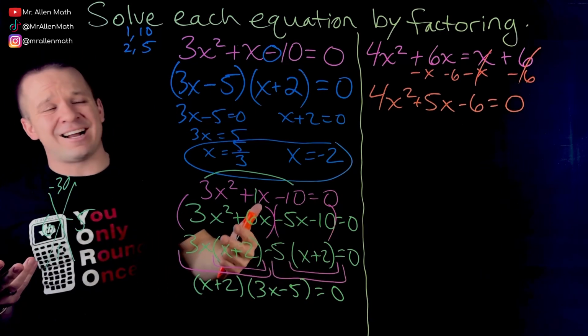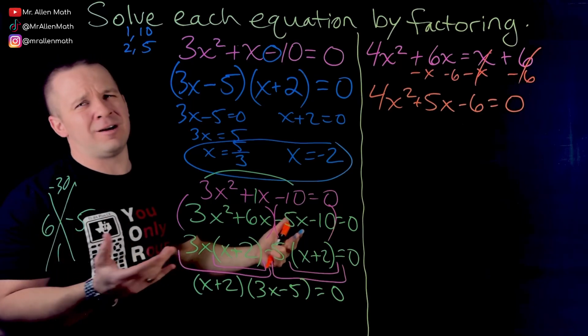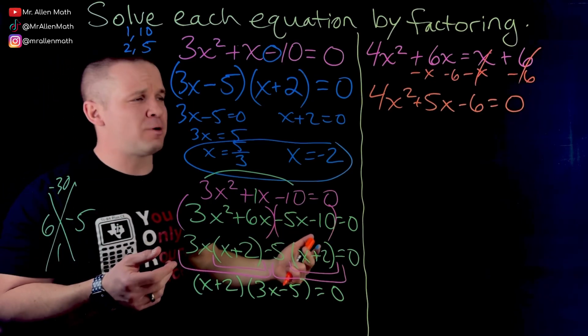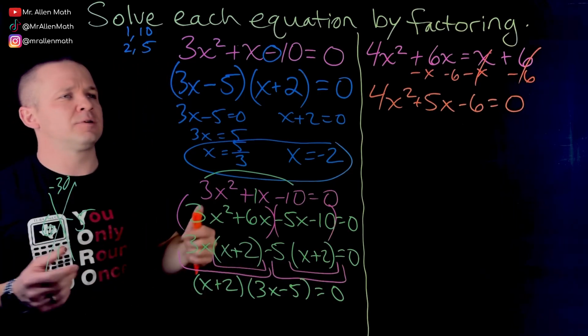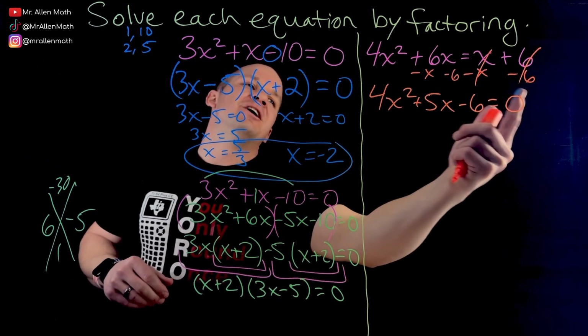The only time it's not going to be equal to 0 is with completing the square. And who solves by completing the square? Weirdos solve by completing the square, okay? That's right, I said it. Come at me, bro.